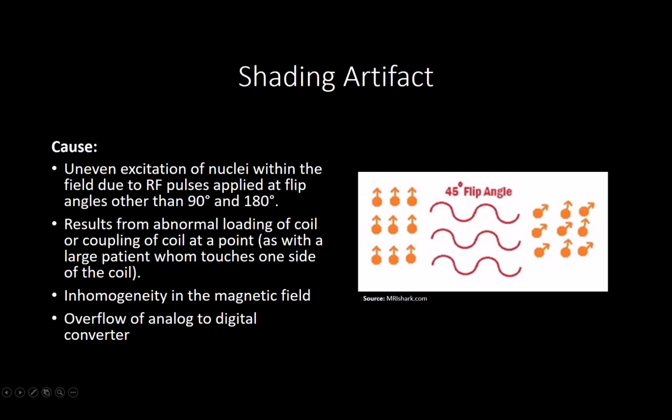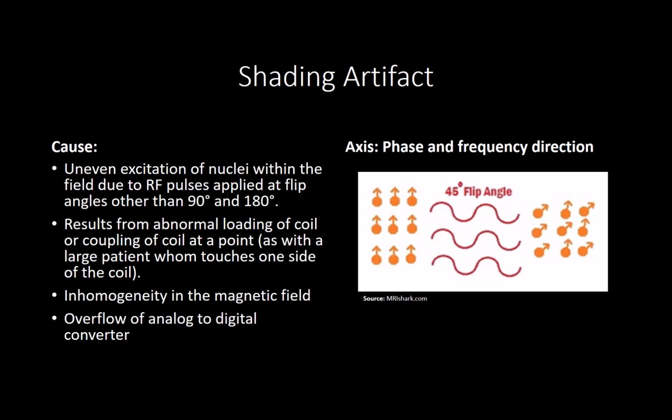Shading artifact is caused by uneven excitation of nuclei within the field due to RF pulses being applied at flip angles other than 90 degrees and 180 degrees. This results from abnormal loading of the coil or coupling of a coil at a point, as with a large patient who touches one side of the magnet or one side of the coil. Inhomogeneity in the magnetic field also causes this shading artifact, and/or overflow of the analog to digital converter.